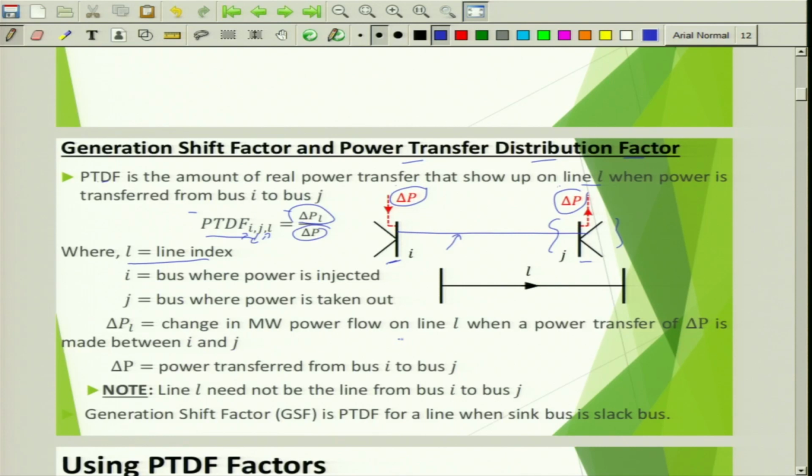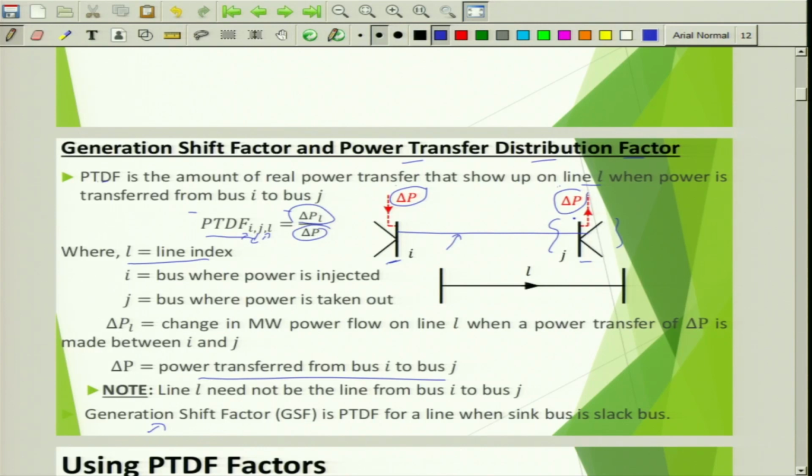Delta PL is change in megawatt power flow on line L when a power transfer of delta P is made between I and J, and delta P is equal to power transferred from bus I to bus J, right. And we have to note that line L need not be the line from bus I to bus J. And now there is something called generation shift factor. Generation shift factor is PTDF for a line when the sink bus is a slack bus. Let us say this is a sink bus that I have already told, or PQ bus. Now let us ignore that bus and replace it with a reference bus or a slack bus. Then this specific PTDF is considered to be GSF, generation shift factor.